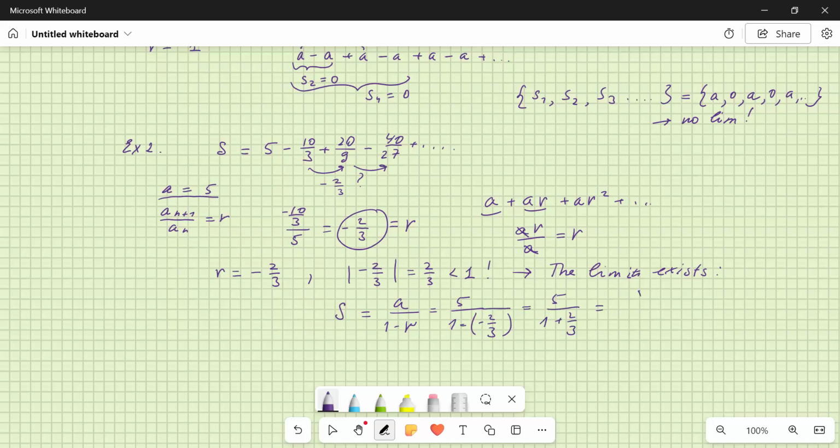If we bring it to a common denominator, we have 5 over 3 plus 2 over 3, which is 5 over 5 thirds, and this 5 and this 5 cancel, and we have 3. So the sum of my series is equal to 3. That's going to be the limit, or sum, of my series. It's not complicated, but you will need to know the formula.